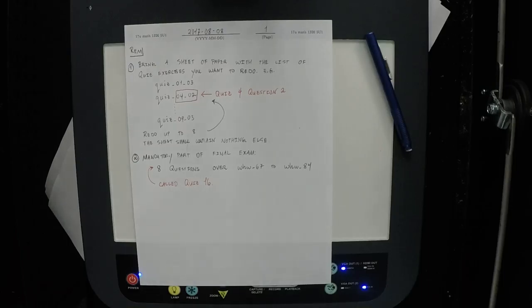So supposing you can do every redo exercise in 5 minutes, that means you could do the redo portion in 40 minutes, and then you'd still have an hour and a half to do 8 exercises, which is more than enough.